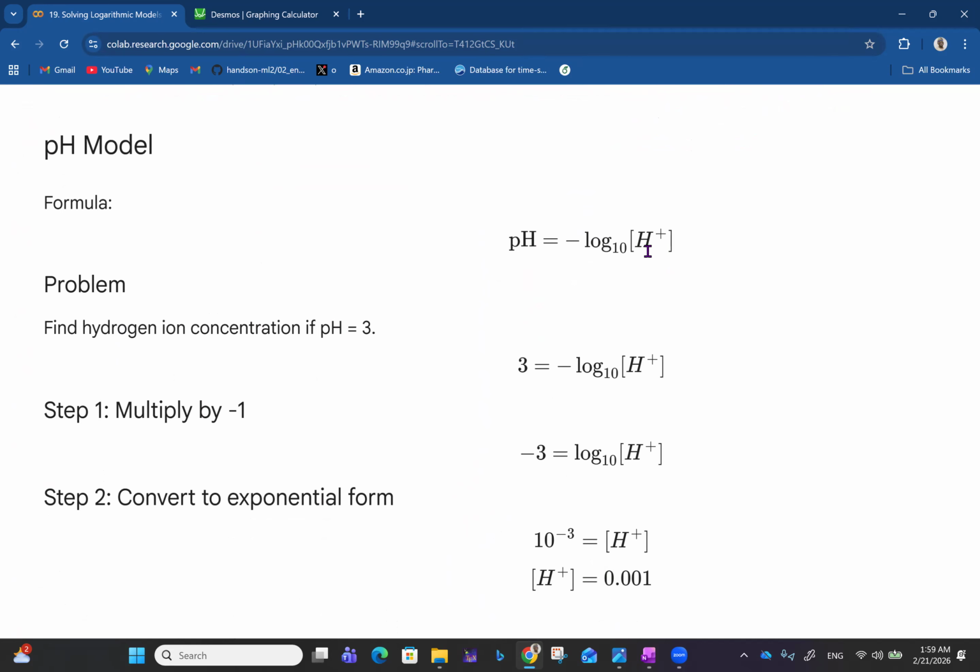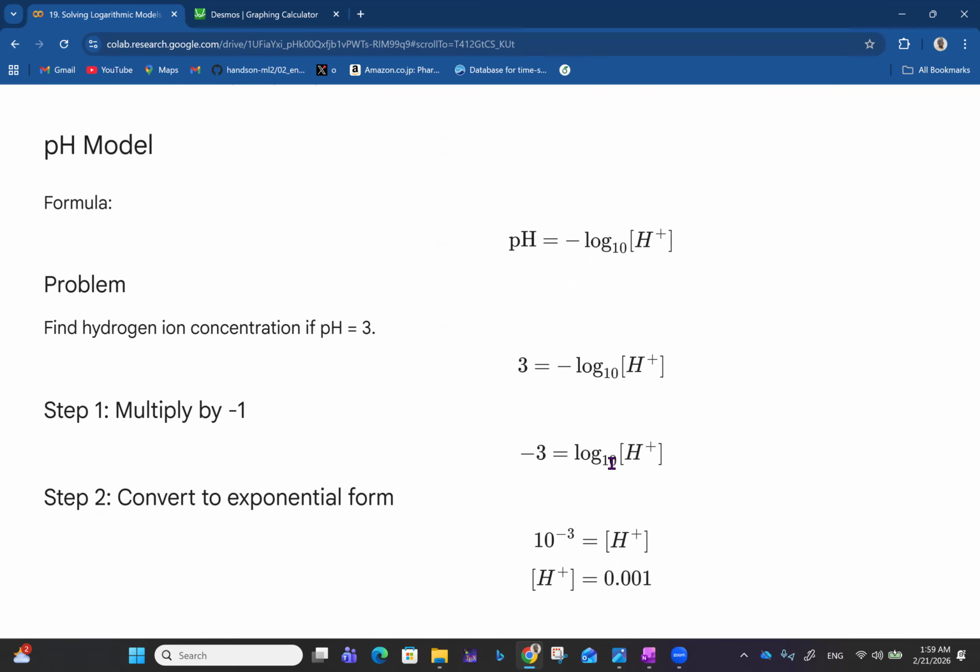So the hydrogen ion concentration is this H plus we have here. So the pH is 3, right? Of course a pH of 3 shows some level of acidity, and I think a pH of 7 is neutral. So we have 3 equals minus log to base 10 of H plus. We want to get rid of the minus, so we multiply by minus 1. So we have minus 3 equals log to base 10 of H plus, and then convert to exponential form.